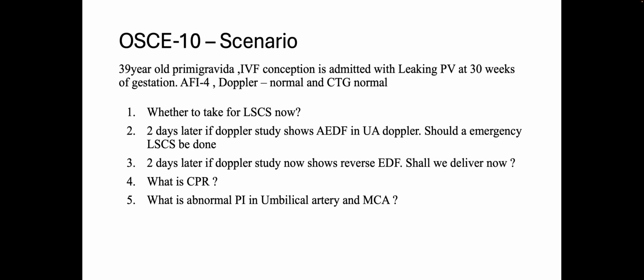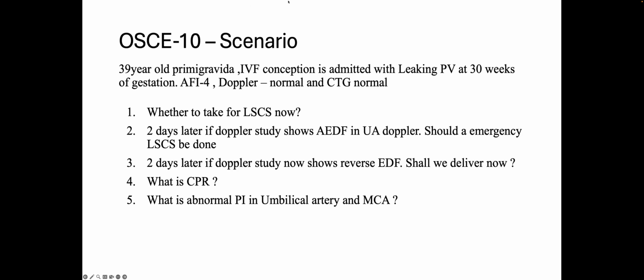Two days later, if the Doppler study shows that the baby has an AEDF, that is absent end-diastolic flow in the UA Doppler, should an emergency LSCS be done? And after another 2 days, again, the baby has REDF, that is reversed end-diastolic flow. Shall we deliver that baby now? What is CPR as far as antenatal surveillance is concerned based on the Doppler findings? And what is an abnormal PI in the umbilical artery and MCA? So it revolves around the Doppler reports you must be seeing during your day-to-day practice, and it's very important that we understand what these reports mean and what they translate into as far as fetal high risk or fetal outcome is concerned.